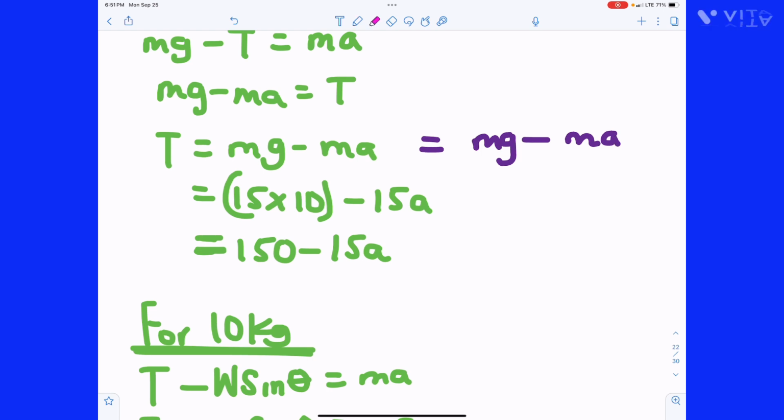And if we are asked to simplify, the mass is 15, acceleration due to gravity is 10. So 15 times 10 minus what? 15a is equal to what? T. So keep that as equation 1 somewhere, that expression.